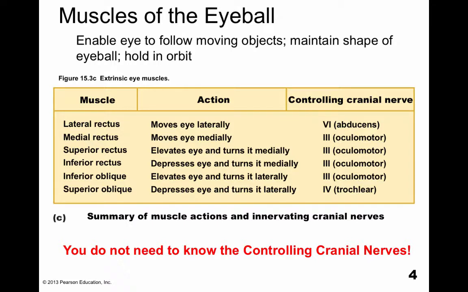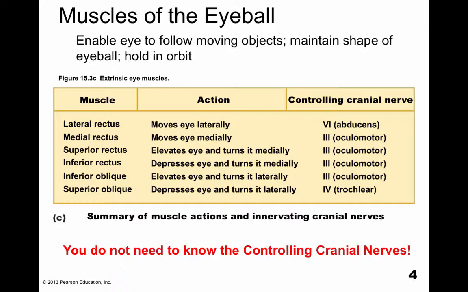And so the muscles of the eyeballs are very, very important. They have a lot of functions. They enable the eye to follow moving objects. So when you're looking around, making sure that balls are being thrown, if you play softball, or a fly is bothering you around your head, your eyes are able to move around due to these 6 strap-like extrinsic eye muscles, right? They also help to maintain the shape of the eyeball, and they hold it in orbit. And so these are the 6 muscles.